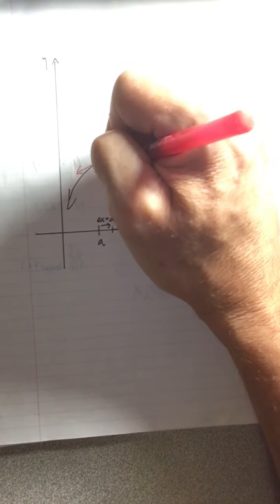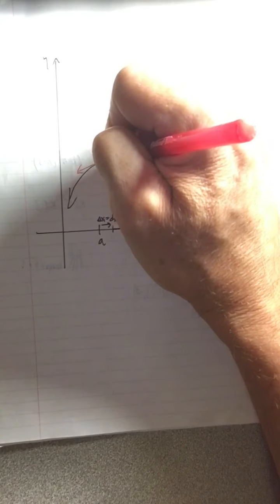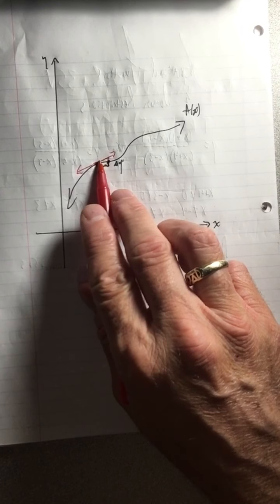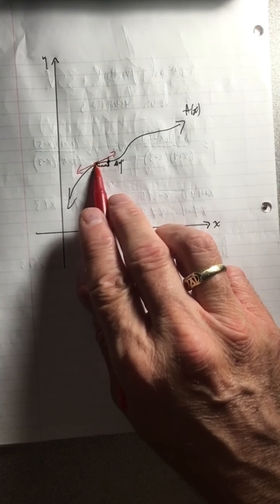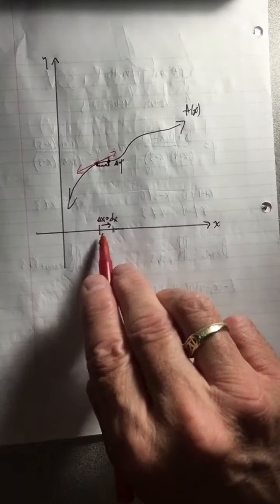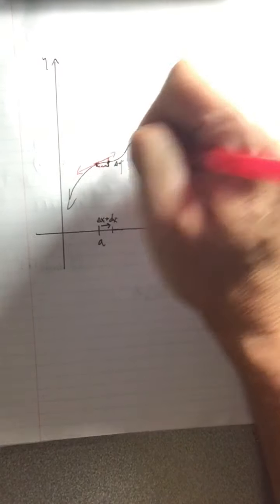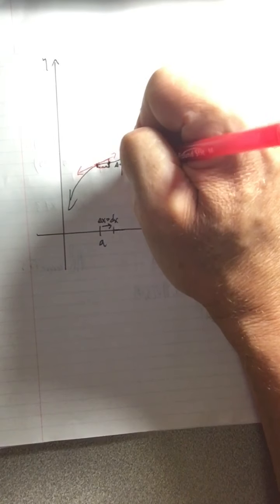And the change in y is that given by the tangent line, because the tangent line has the slope of the curve at this point. Okay, so this distance here is the differential of y.